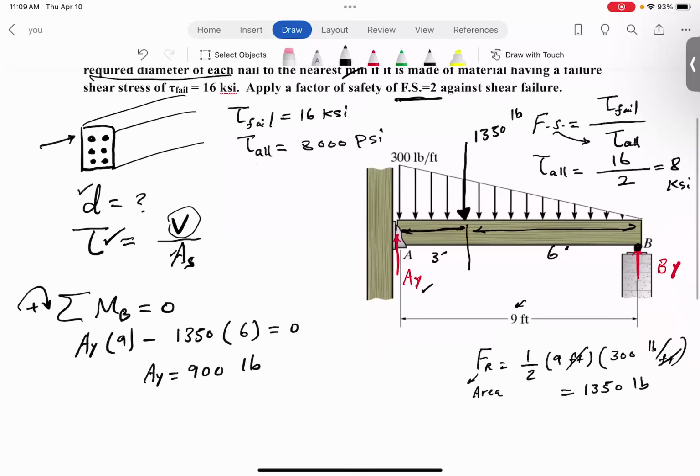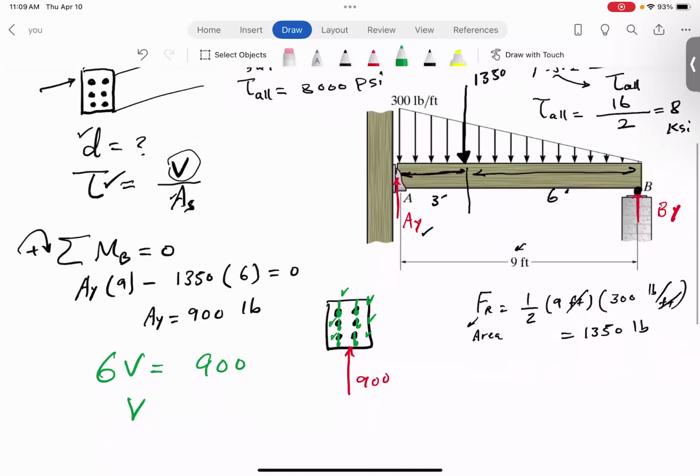All right. So now look what we're going to do here. I can redraw it here for you. So these are the 6 nails, and this is the reaction that we just found, the 900 AY. So we're going to have to divide that evenly into 6 shear loads, right? 6 of these. So basically, we are saying 6V must be equal to what? Equal to 900. Therefore, V must be equal to 150 pounds.